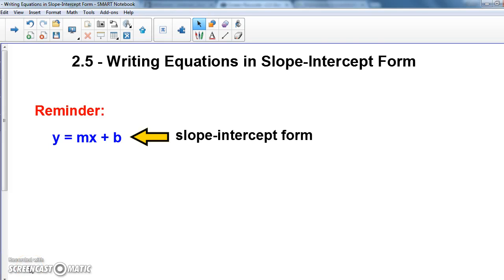Okay guys, we have used graphs in a lot of different ways and equations in a lot of different ways. What we're going to do now is write equations. Okay, and the first way we're going to write them is in slope-intercept form.